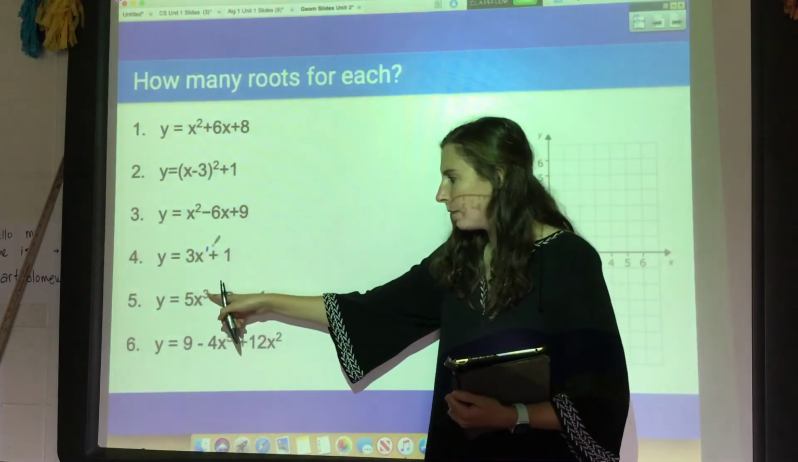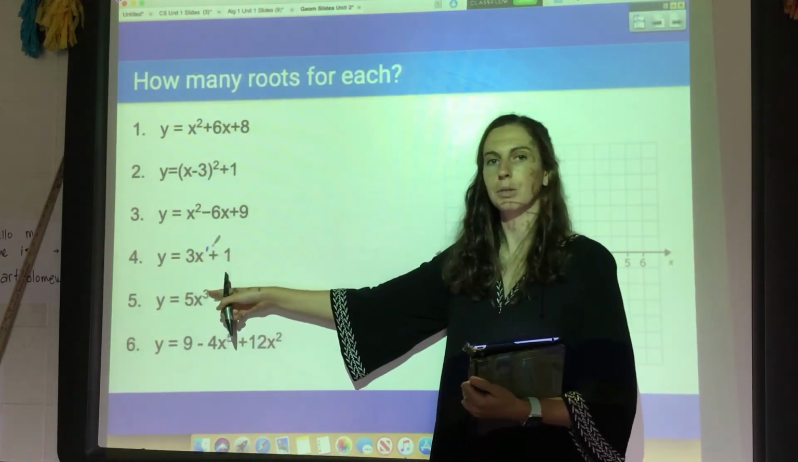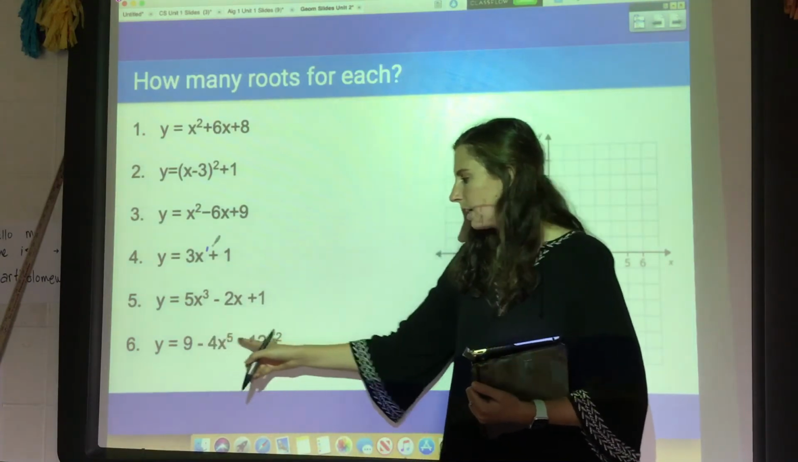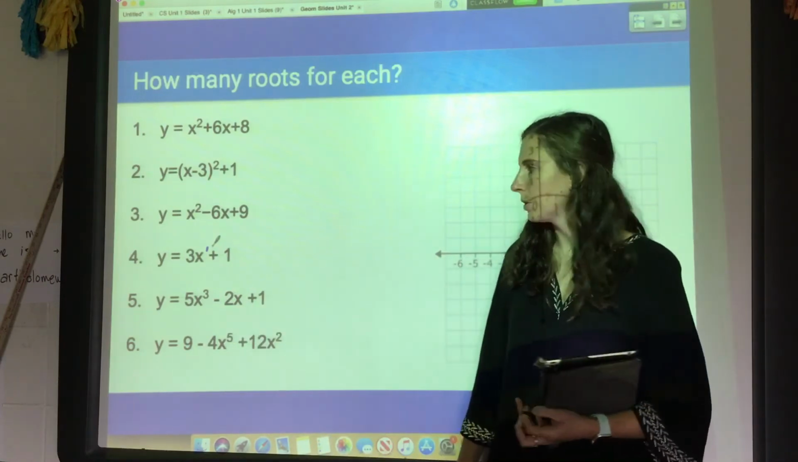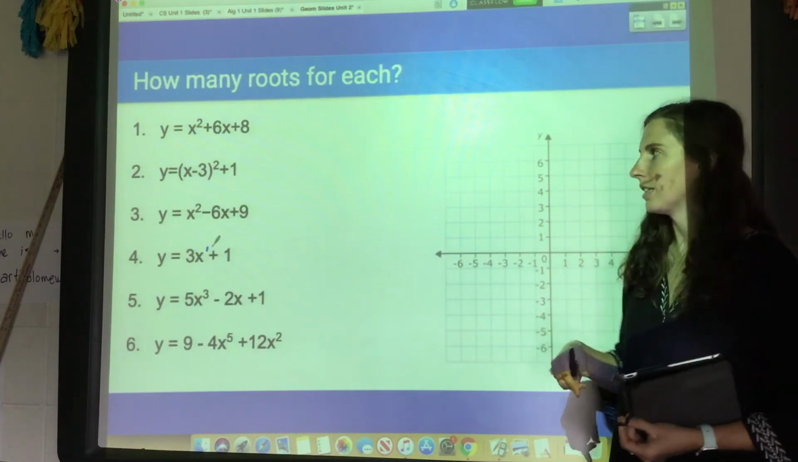This one is a cubic. That's its highest exponent. It's degree 3, so this one has 3 roots. And lastly, the biggest exponent here is a 5. This is degree 5, so it has 5 roots. I wanted to real quick go through a few of these and show you.